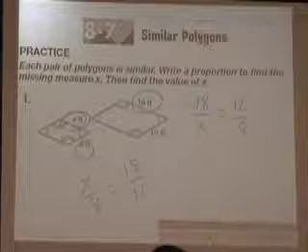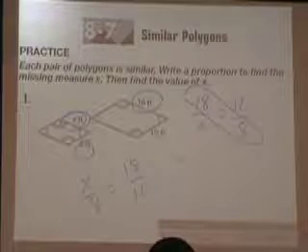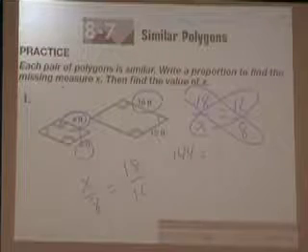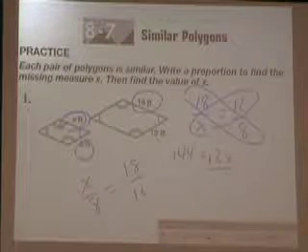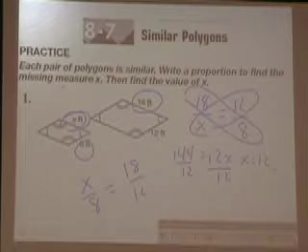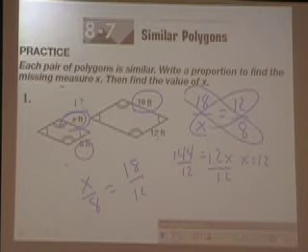Alright? So if we do 18 times 8, we get 144 equals 12 times x. Divide 12 on each side. So what's x equal? 12. So you know that this side right here is 12.